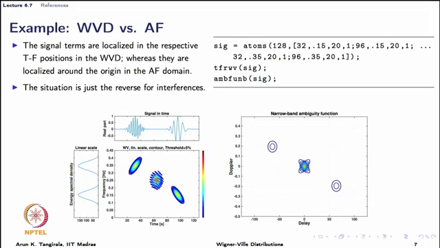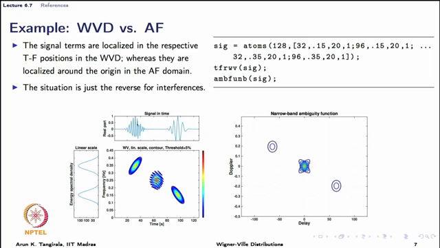Now the interferences are going to be located far away from the origin. Let me explain that to you with the help of an example. So here I have, for comparison, the Wigner-Ville and ambiguity function of a signal that we have seen earlier. There are two atoms, one of high frequency and one of low frequency, located at different time centers. This is the familiar Wigner-Ville we have seen earlier.